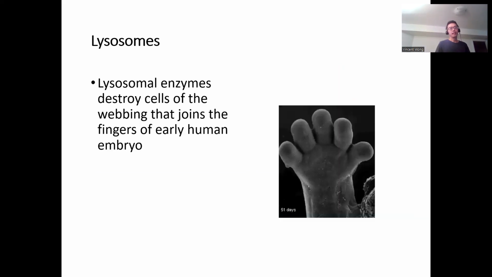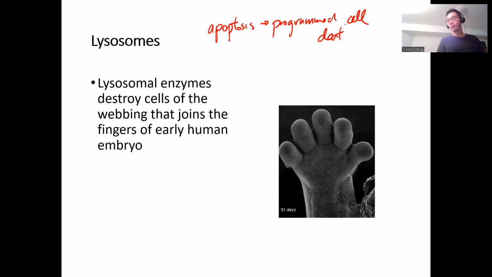Second function, the lysosome can, in some situations, release all of its enzymes in the cell, and that will cause the cell to die. This is called apoptosis, programmed cell death. In some situations, it is necessary to kill off cells deliberately in the body.